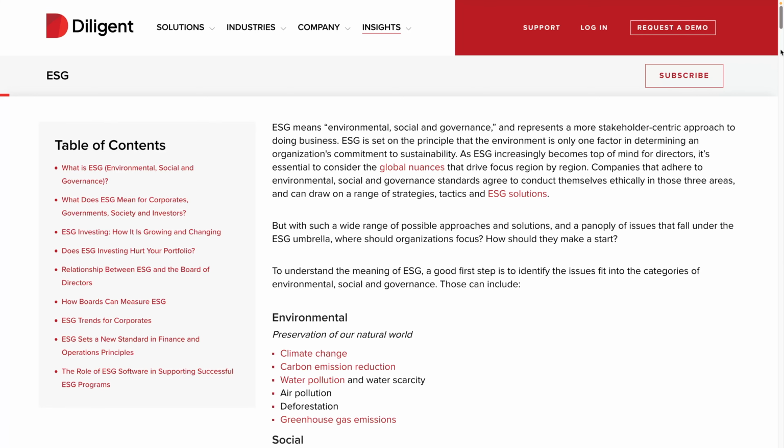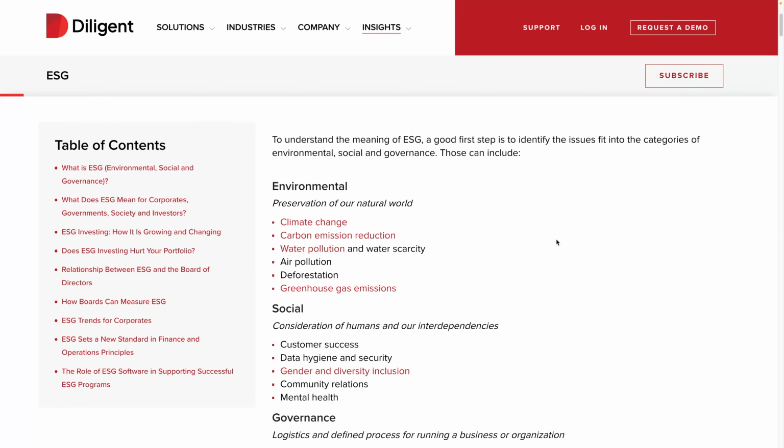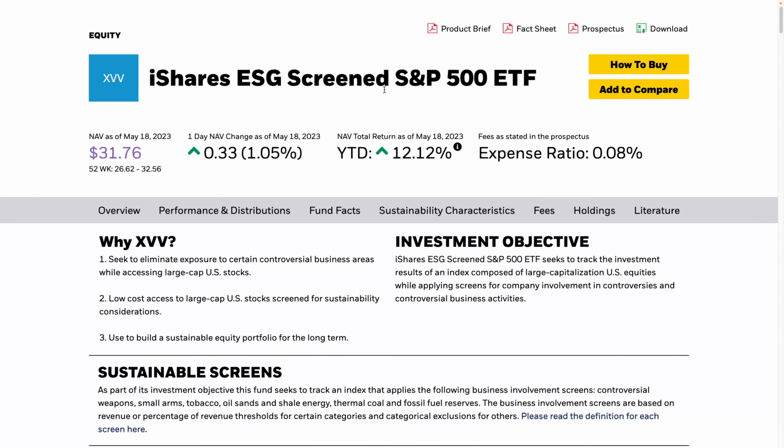Now they added a bunch of social stuff in there. They had environmental funds like this in the past, but they didn't have all this social stuff in there. So this says mental health, customer success, gender and diversity inclusion, data hygiene and security. It's quite a bit of stuff. The iShares ESG Screened S&P 500 ETF seeks to eliminate exposure to certain controversial business areas while accessing large cap stocks, used to build a sustainable equity portfolio for the long term.